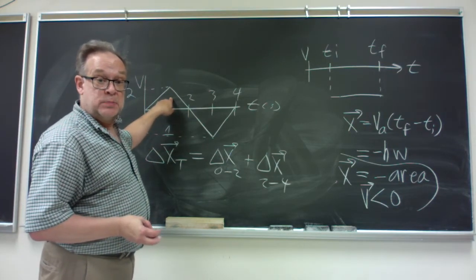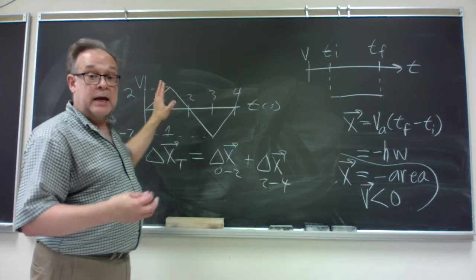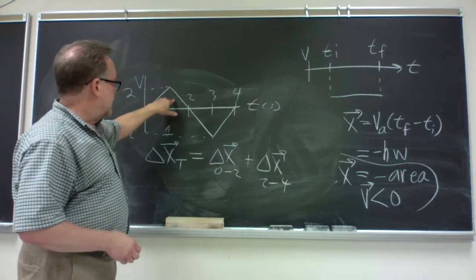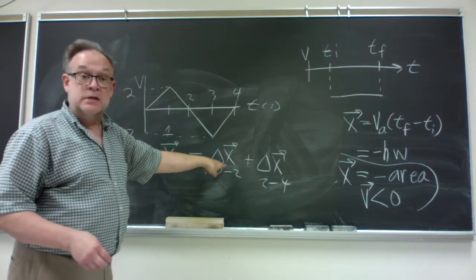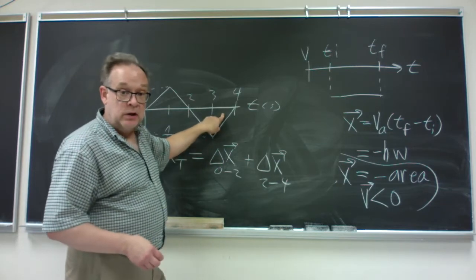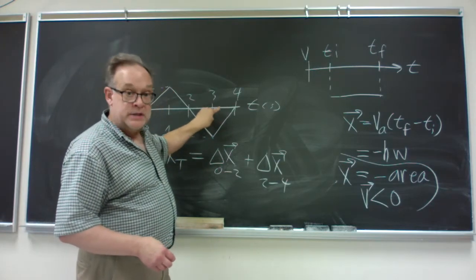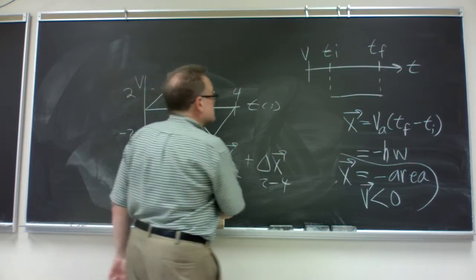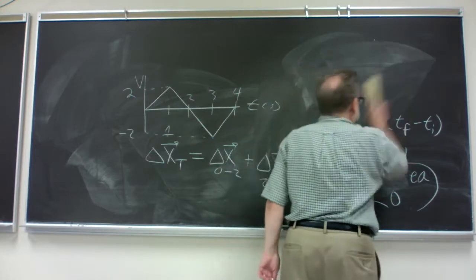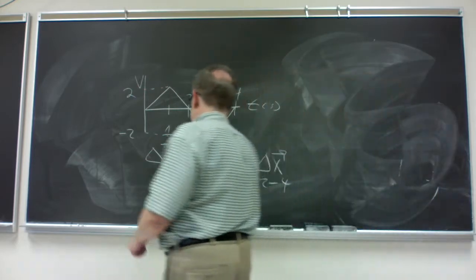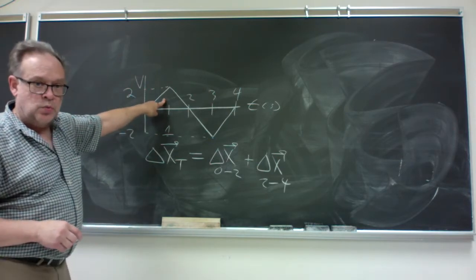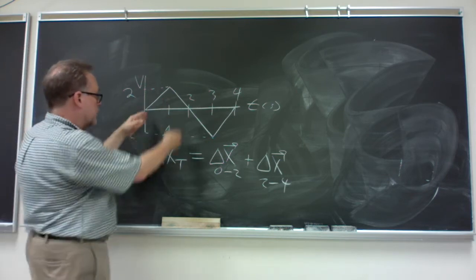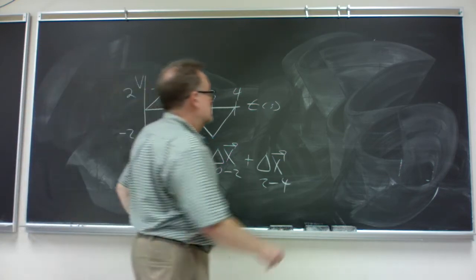Positive velocity, so this displacement is just this area, and it's a triangular area. So the area of that triangle is this displacement. And then here's negative velocity. So -1 times this triangular area is this displacement. And this area is what? Well, the area of a triangle is 1/2 base times height.